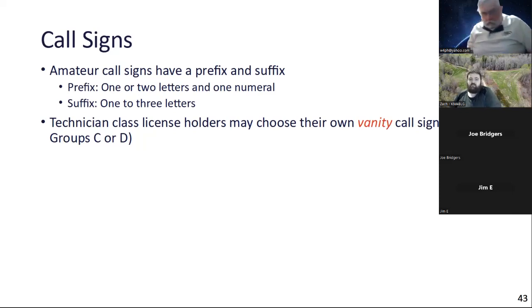So technician license holders, or any license holders for that matter, can choose their own vanity call sign from what's called Group C and D. There are certain call signs, specifically the shorter ones, that are reserved for higher license classes, but you can pick out a call sign just like you pick out a license plate for your vehicle, as long as it is within the limits of the United States' call signs.